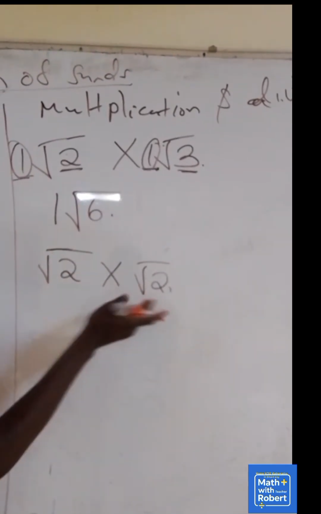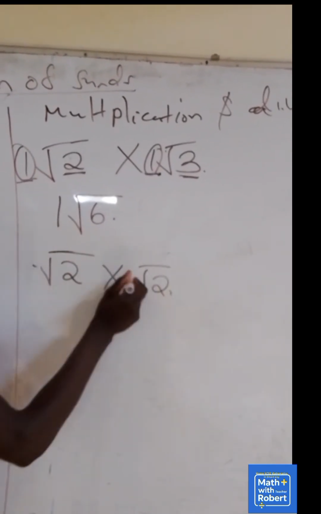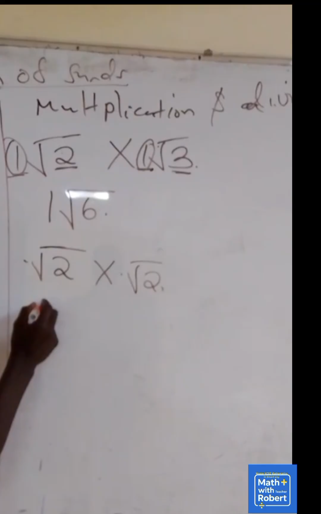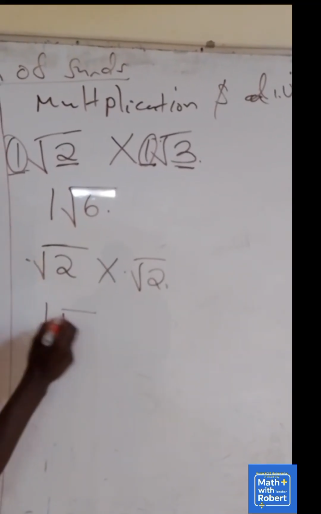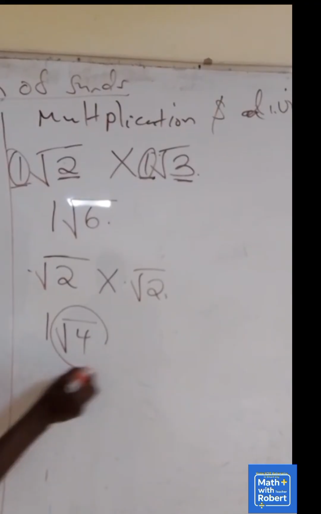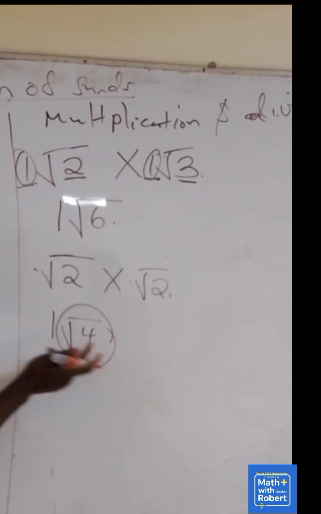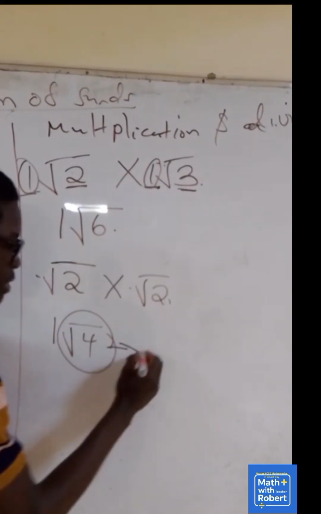So this one, here is 1, here is 1. So that is 1 times 1, 1. Then 2 times 2, it is 4. So it will be surd 4. But surd 4, we have the answer. The square root of 4 is 2. So here the answer will be 2.